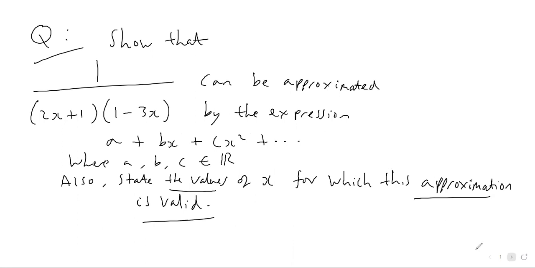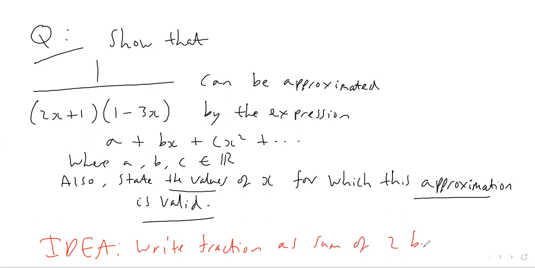Okay, so the objective is to write this fraction as the sum of two binomial expansions. That's the idea of what we want to do. So let's just write this down here. Idea: write the fraction as the sum of two binomial expansions. Okay, so that's what we're going to do. So let's go to the next page.